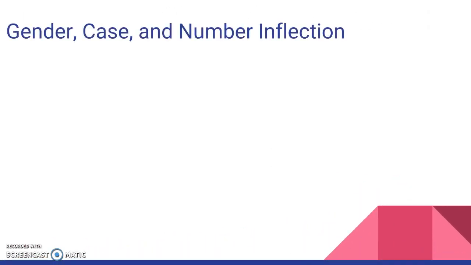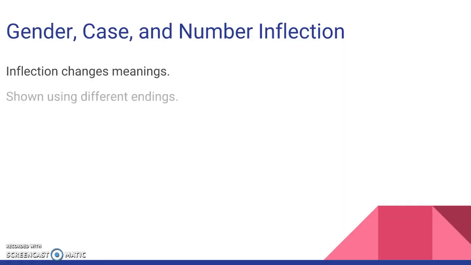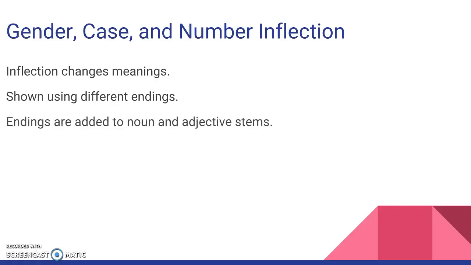Nouns and adjectives were inflected according to gender, case, and number. Inflecting something means changing the form of the word in order to change its meaning. Different endings are added to the end of every noun and adjective stem. A stem is the part of the noun or adjective that is not a special ending.